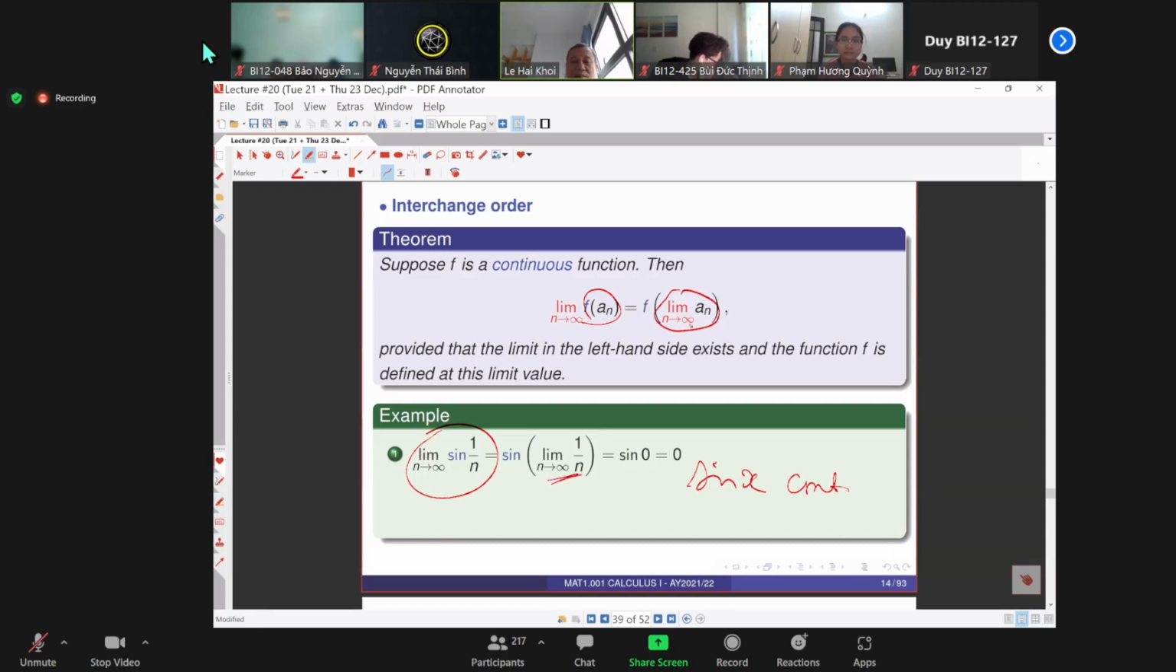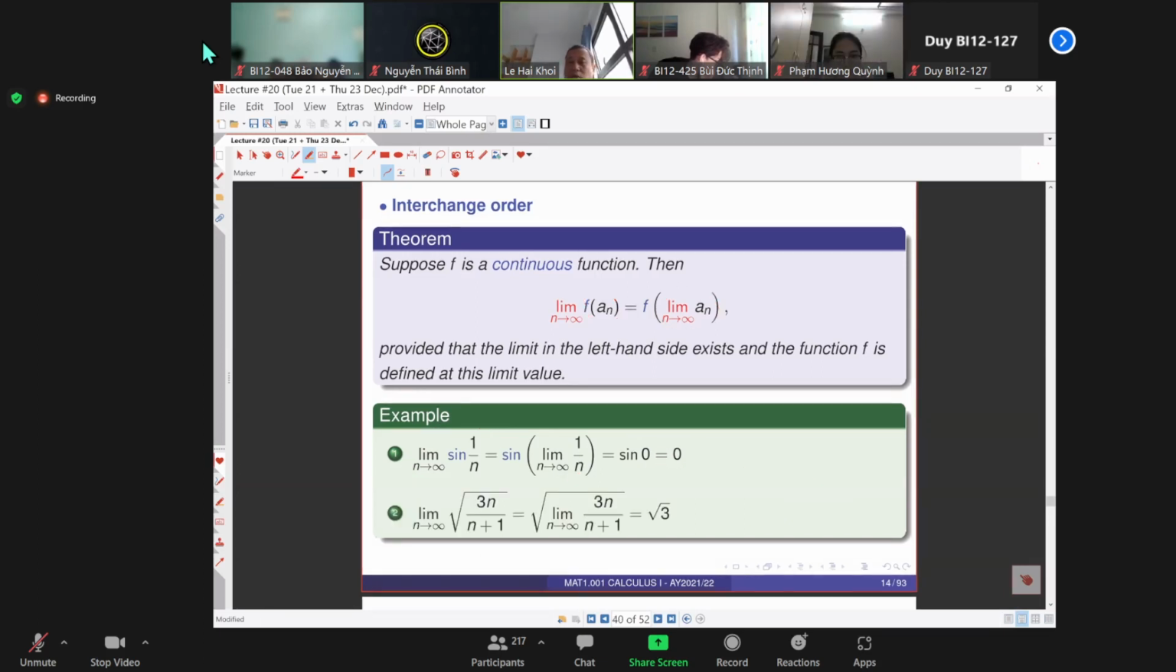You take the limit of 1 over n, which equals 0. Sine of 0 is 0, you are done because sine is continuous. That's a very good function. In this case, it is continuous. Or you have that one. Limit of square root, not easy to find. But instead, because f of x equals square root of x is continuous on 0 to infinity, and here you have 0 to infinity.